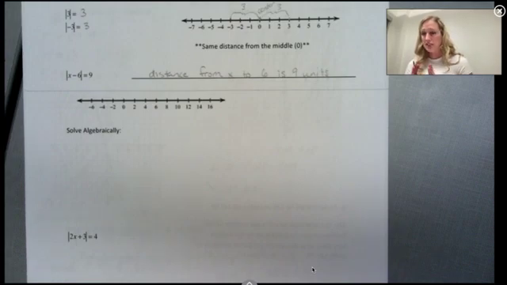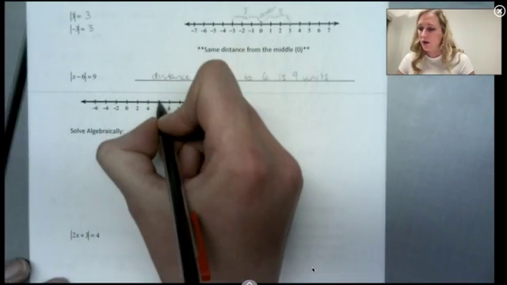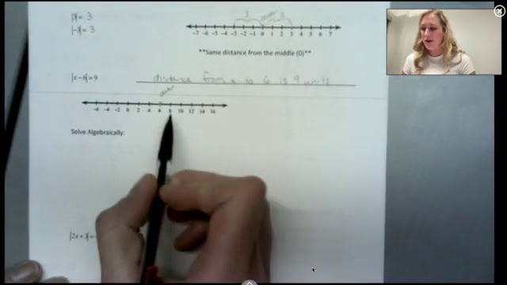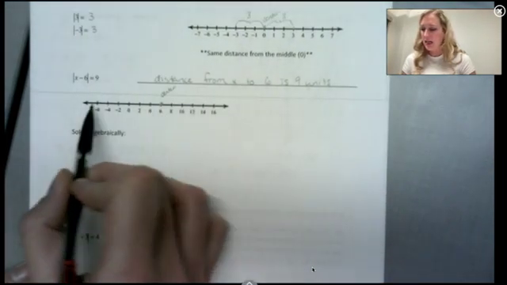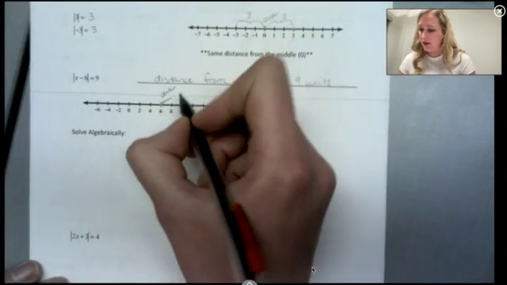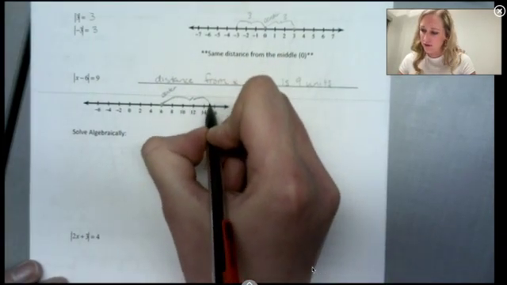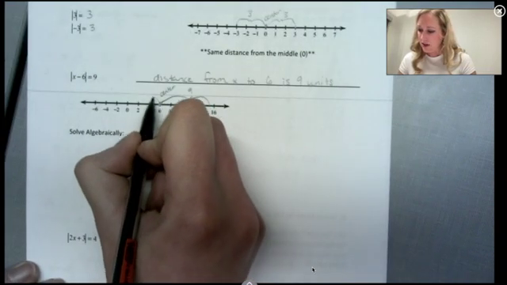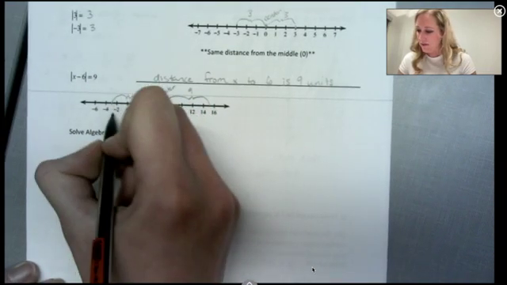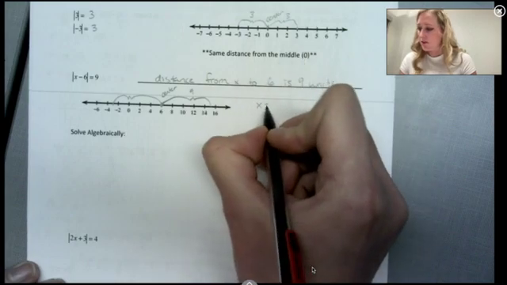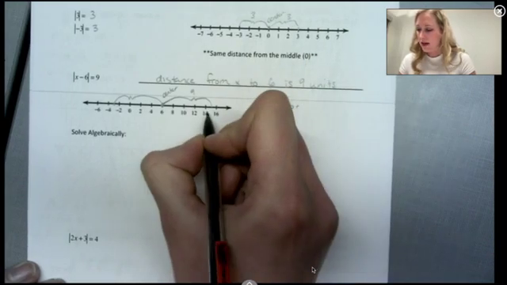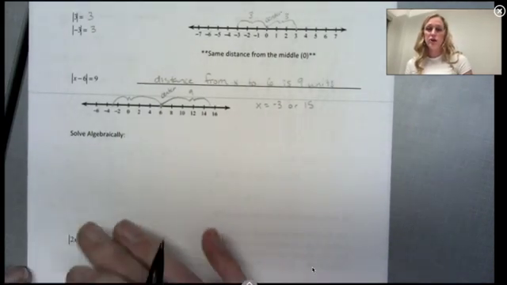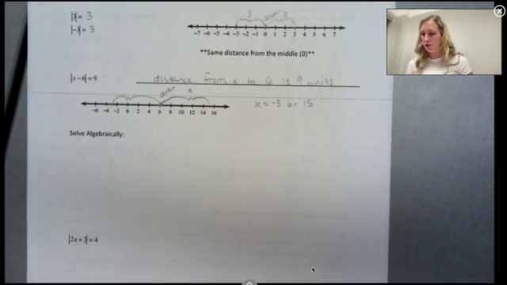If we're the distance from 6, we're going to treat 6 as our center. So I want 9 units this way and 9 units this way. 9 units this way is going to get me to 15, and 9 units this way is going to get me to negative 3. So that means x could be negative 3 or it could be 15. Now that's using a graph to solve. We can also solve this algebraically.